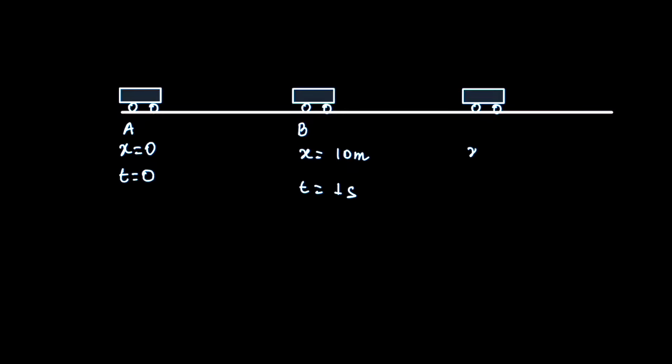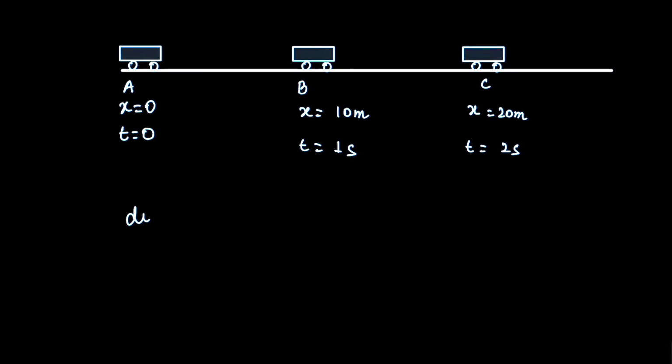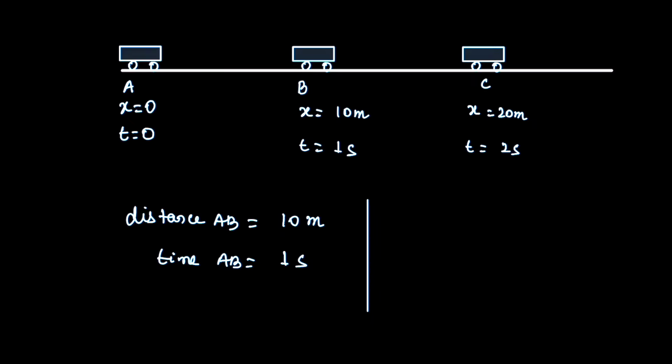So here at position A, the body was at rest. That time we can consider 0. At point B, suppose X is 10 meter and time is 1 second. Now at this point C, distance is 20 meter and time taken is 2 seconds. So what is the distance of AB? Distance of AB is equal to 10 meter. And how much time is taken by AB? It is 1 second.